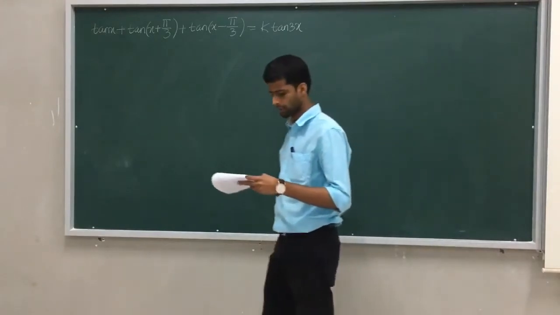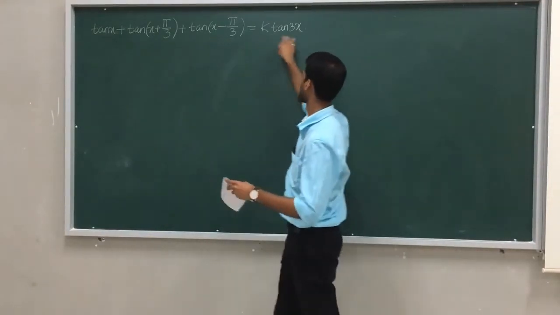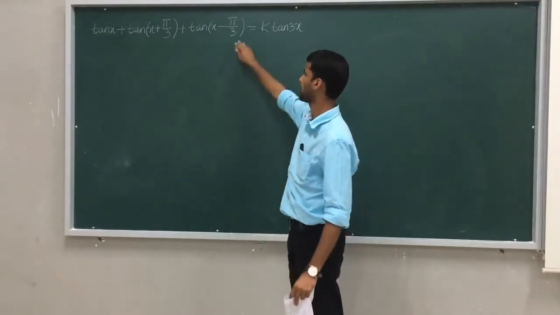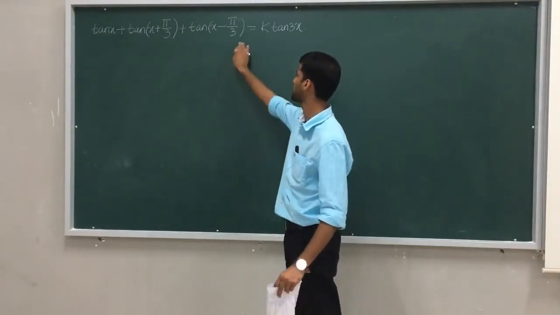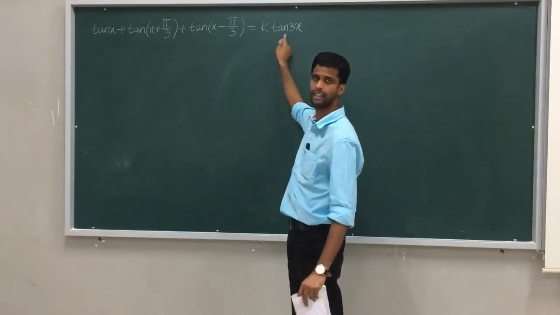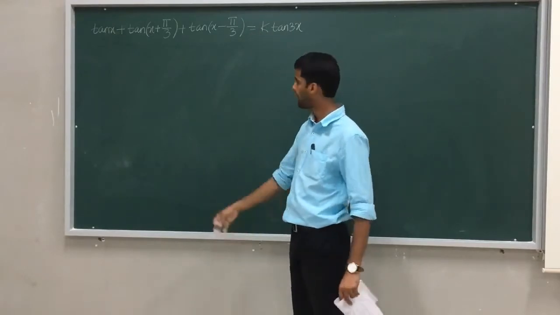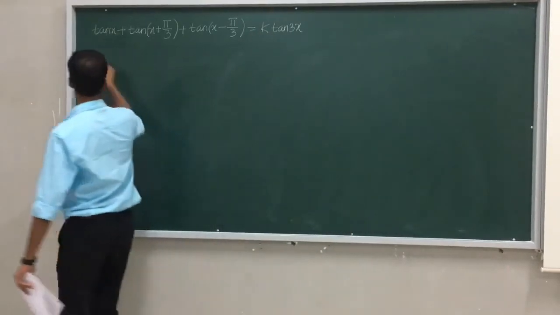What is the meaning of this? They want this expression to be equal to k times tan 3x. It means we need to solve in such a way that at the end we bring this left hand side expression in terms of k into tan 3x, that is, something into tan 3x. Whatever that something is, that is the answer for k. Okay, we will discuss this in a systematic way.